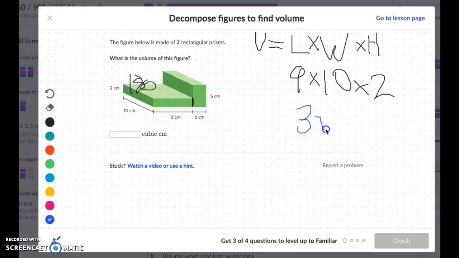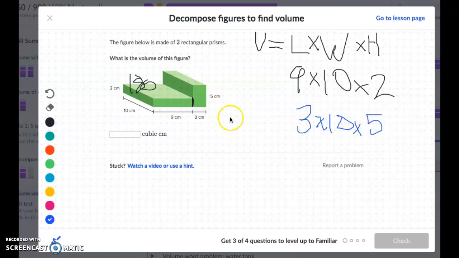And my width, how far back does that one go? Well, it's not labeled, and again, that's what can be tricky sometimes. But I have to remember I do need a width for volume. So my width is going to be the same as this flat figure down here. It goes back the same distance. So even though it's not labeled, my width is 10. And then how tall is that second shape? Height is labeled, and that's 5.